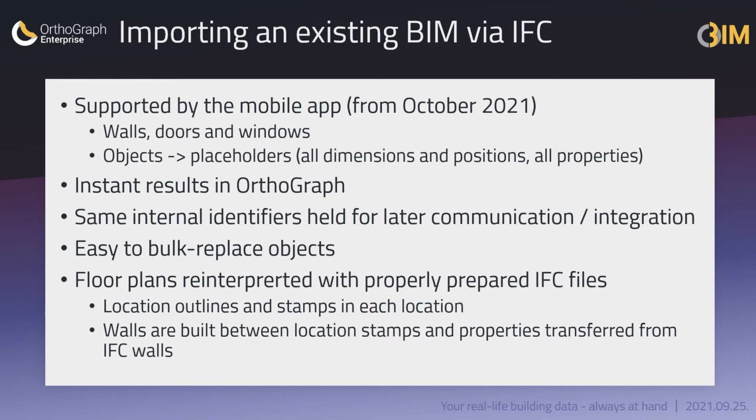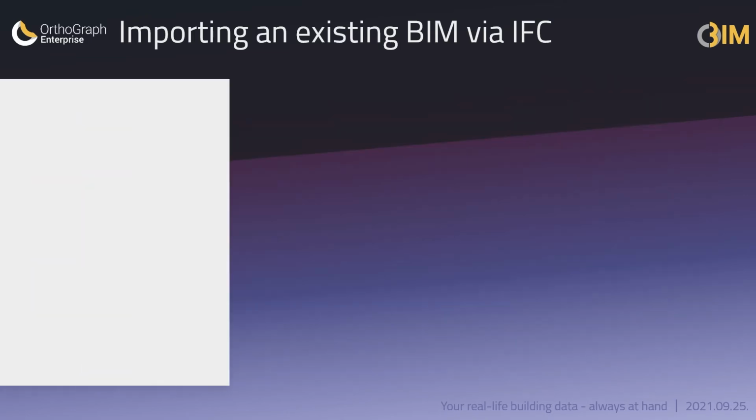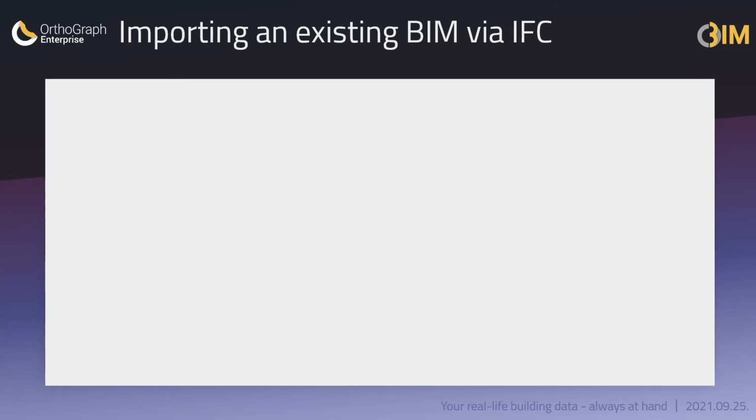OrthoGraph's requirement is that every location to be imported should have location stamps in the source file. These location stamps will be reinterpreted in OrthoGraph to be locations, and OrthoGraph will search for their belonging walls. Finally, OrthoGraph connects the original wall data to the newly built model elements. So, if we can import an existing BIM design, what's the problem then?